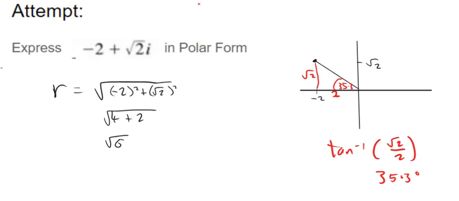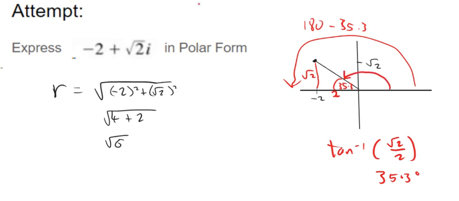So if you leave this one in degrees, then if you do 180 take away 35.3, it'll give me just this bit, which is the one I always want. So that's theta, and I'm going to get theta is equal to 144.7.